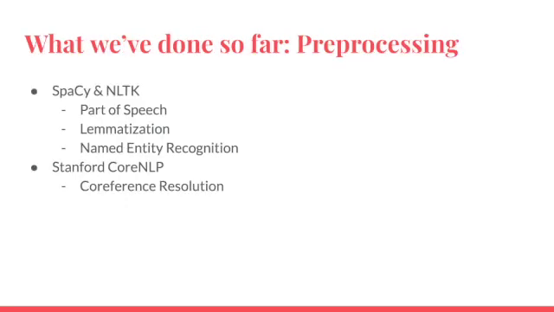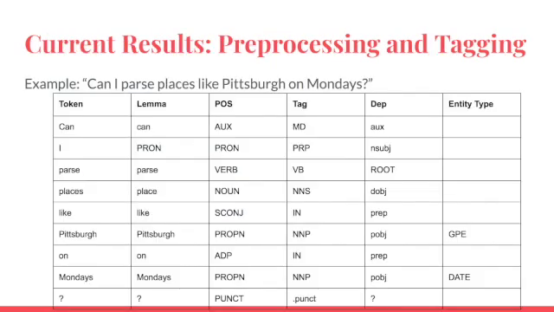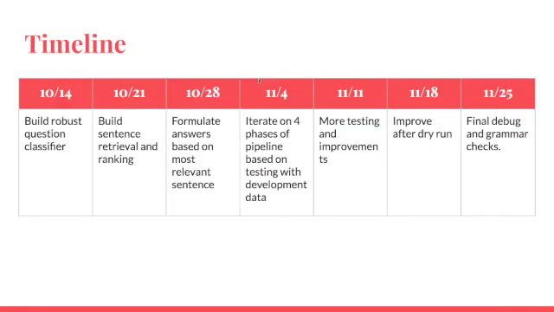We've managed to pre-process the text and question so far using Spacey. And this is an example of a sentence such as, can I parse places like Pittsburgh on Mondays? We split that into things like the lemmatized form, parts of speech tags, as well as the entity type. And this is our timeline for the future weeks.